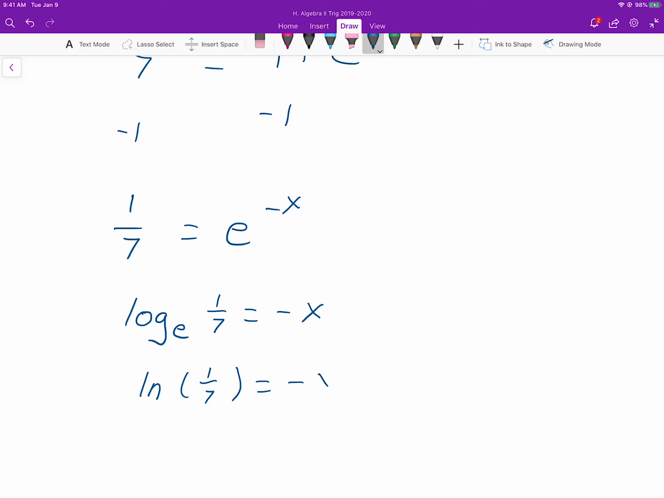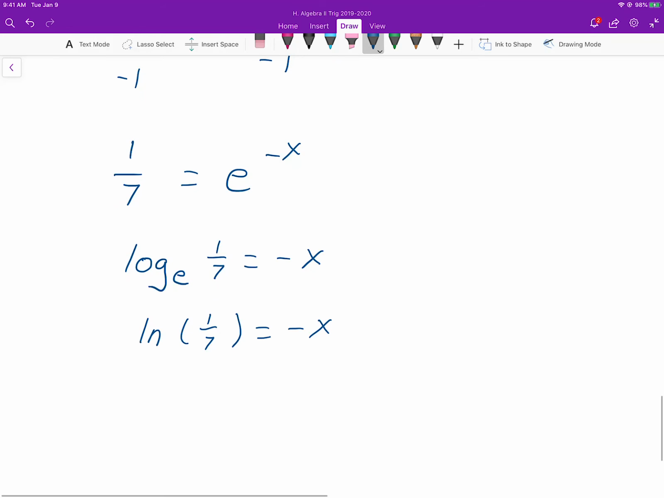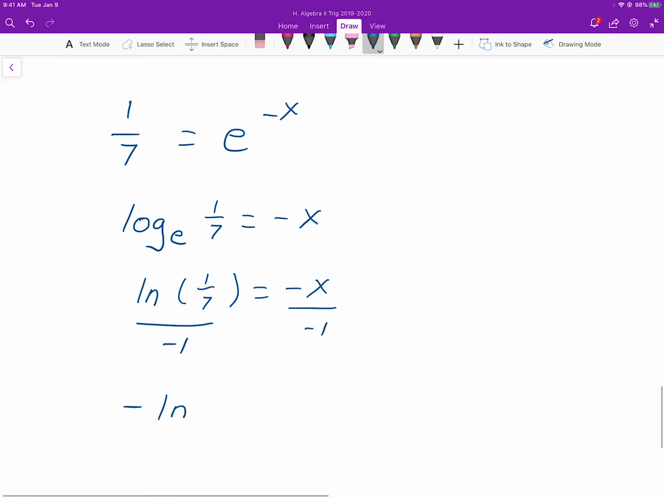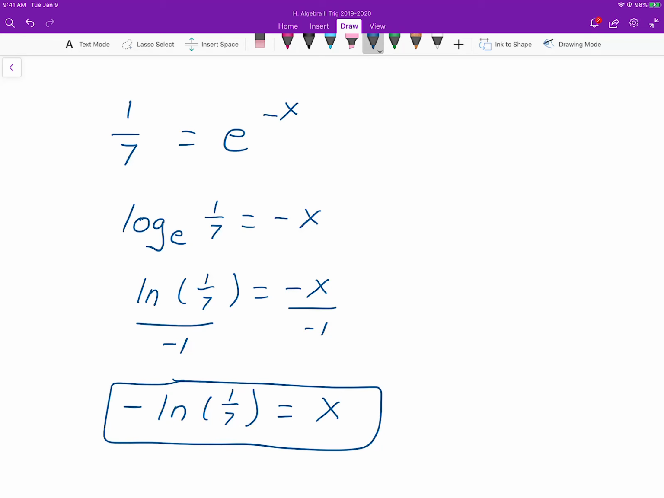equals negative x. And just any other way I would, if I had a negative x and I wanted to make it a positive x, I would multiply or divide by -1. Same thing here. It's like multiplying or dividing by -1. And I would just have negative ln of, oops, sorry, the negative does not go there, 1/7 equals x. And that would be my final answer for this one.